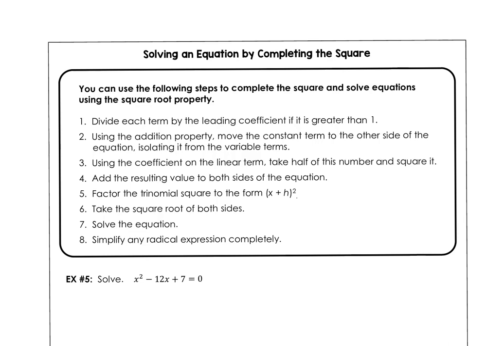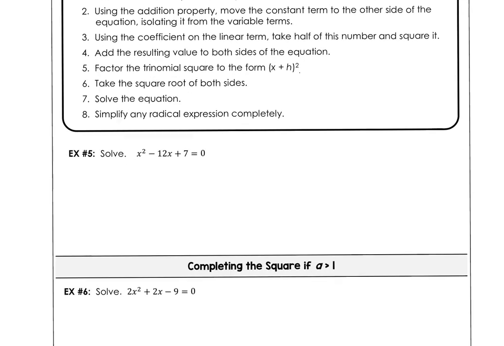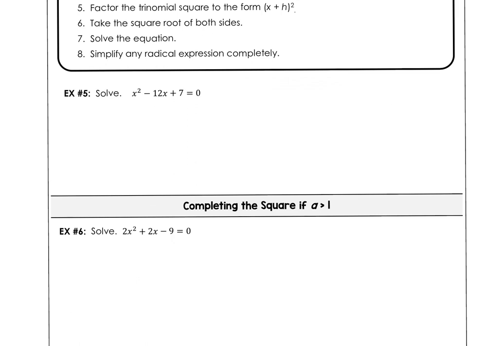You can see here that I've given you a procedure, 8 steps on how to solve an equation by completing the square. First, we'll start out with an easy one where the leading coefficient is 1. Using that technique, we want to take half of the middle term, square it. The middle term is negative 12. Half of that middle term, negative 6, squared is going to be positive 36.